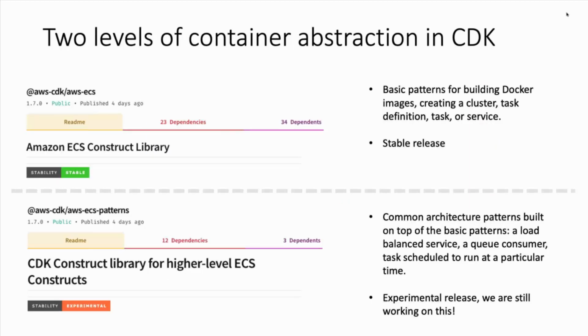So we provide 2 levels of container abstraction in CDK to help you achieve these different patterns that are necessary for running a containerized application. The first level is the AWS ECS construct, and the second is the AWS ECS patterns construct. Just to compare these two, the AWS ECS construct is just the basic patterns. This is what's going to help you build your Docker image, create your cluster, create your task definition, and create that task or service that I referenced earlier.